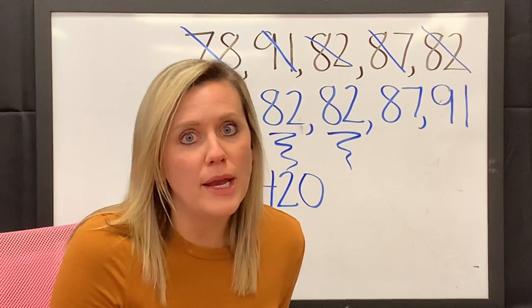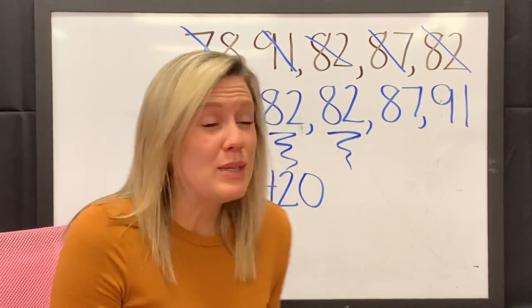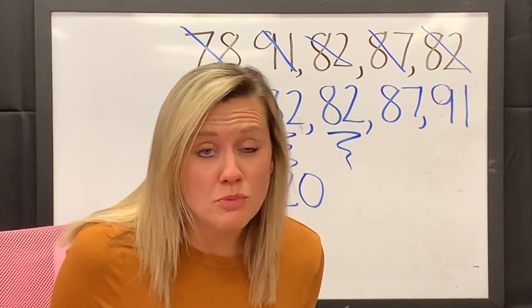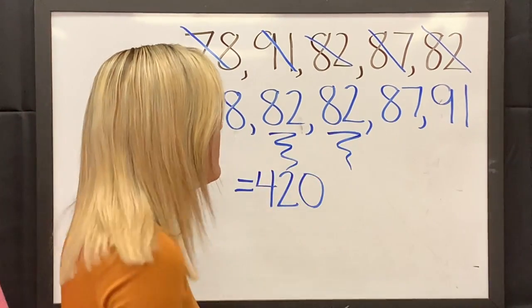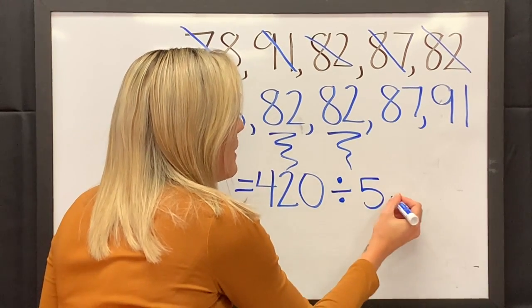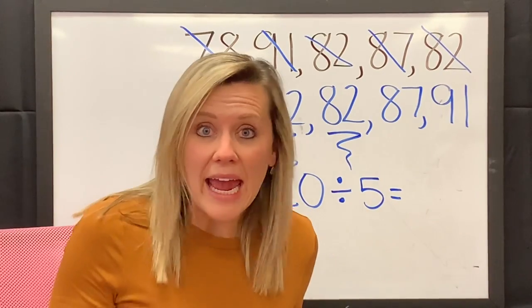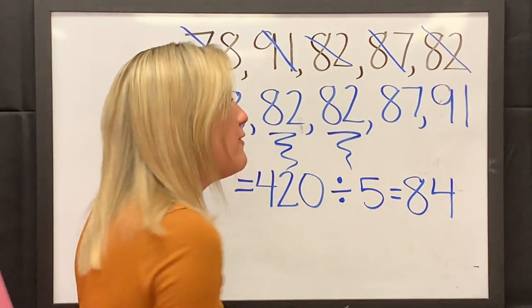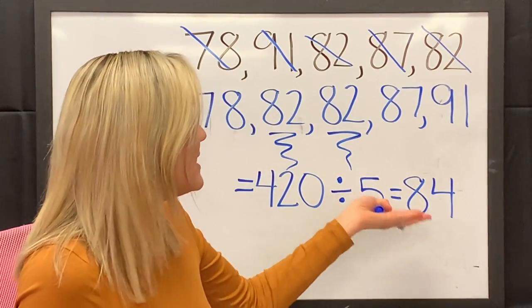Okay, one more step to find the mean. The last thing we need to do is take this total and divide it by the amount of numbers we had. And we had 1, 2, 3, 4, 5 numbers. So I am going to take 420 and divide it by 5. What is that going to give me? 84. Okay, 420 divided by 5 is 84. So another average, the mean, this one is 84.